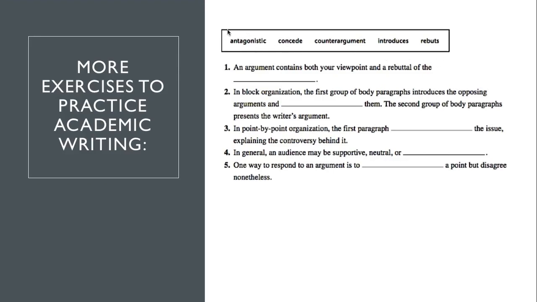Okay, we have the words antagonistic, concede, counter-argument, introduces, and rebuts. Now, if you don't know the meanings of these words, one thing that could help is reading the sentences and seeing if the context will help you figure out where the words go. Or take a moment and look them up in a dictionary. Give it a go.